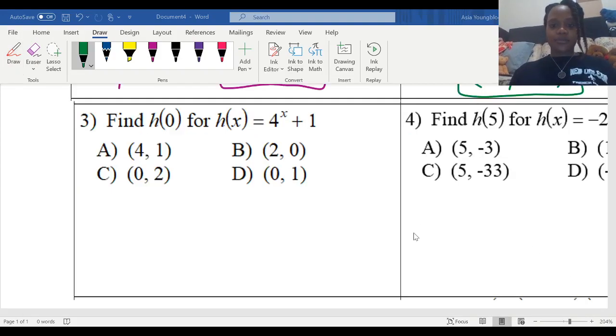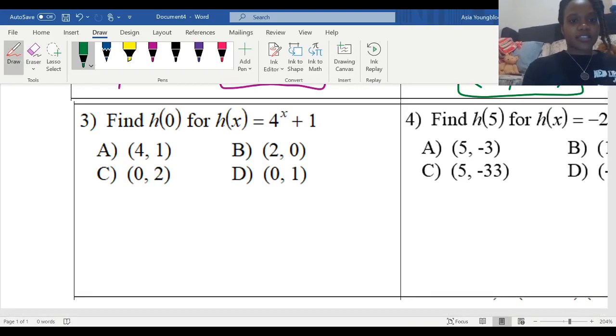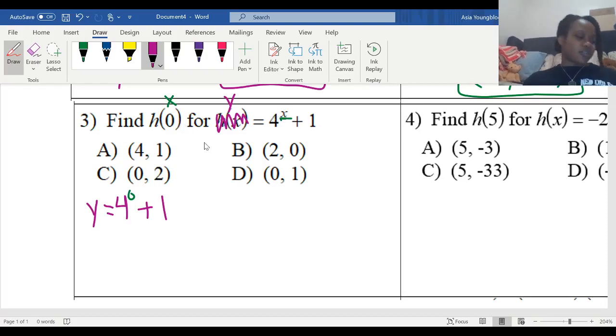For our next 2 problems, we're pretty much going through the same process. We need to plug in what's in the parentheses for x. So we have the number 0 in our parentheses. So we're going to plug that in for x in this function. And remember, this fancy h of x just means y. So again, we can write y equals 4. We're changing that x to a 0. And then we just rewrite the plus 1. So again, the only thing that's changing is the x value to this number.